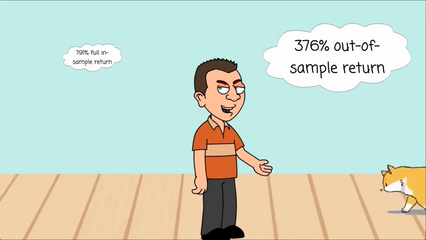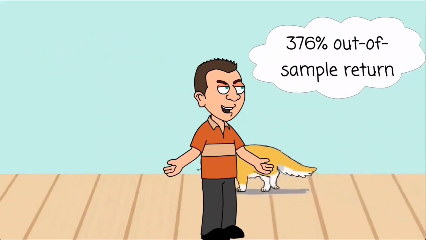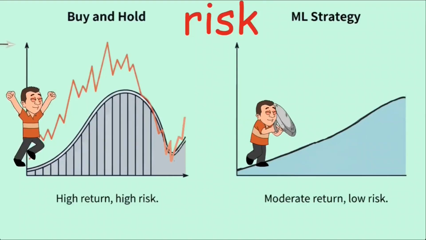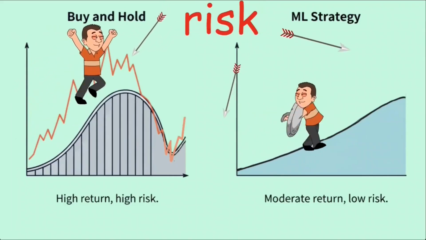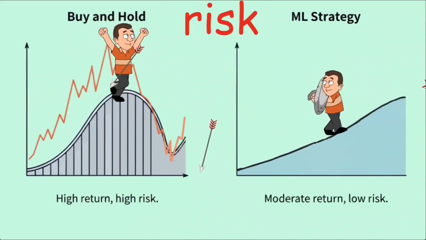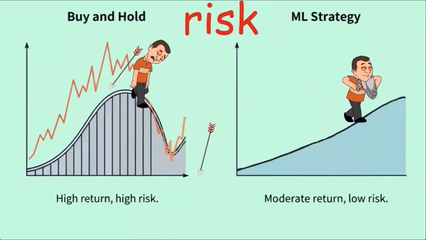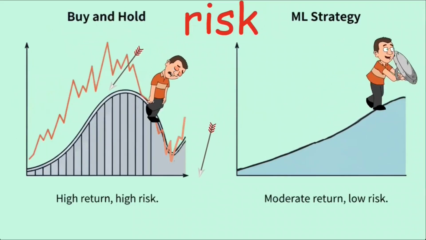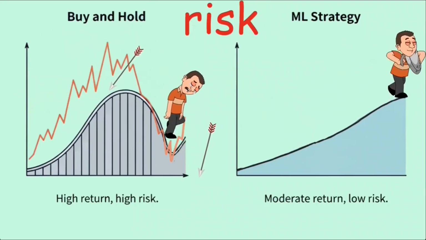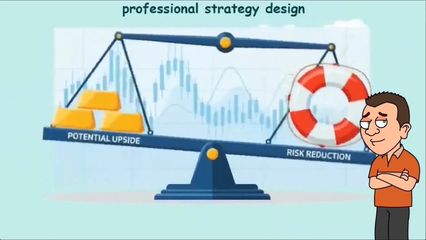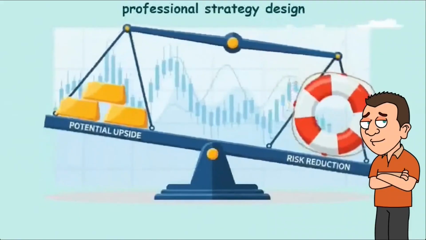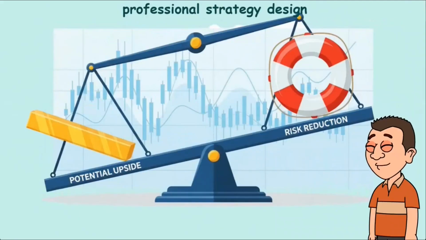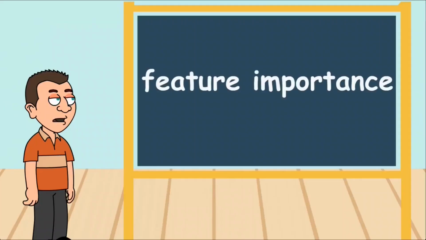However, the more realistic 376% out-of-sample return is the number we trust. While it underperformed a perfect hindsight buy-and-hold strategy across the test periods, it achieved this with a fraction of the risk. It successfully navigated major market downturns, preserving capital while a passive investor would have faced devastating losses. This is the trade-off at the heart of professional strategy design, sacrificing some potential upside for a massive reduction in risk. But the most fascinating insight came from the feature importance plot, which tells us what the model thinks is most important.